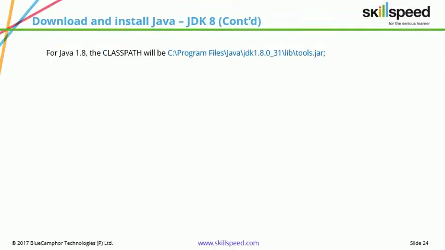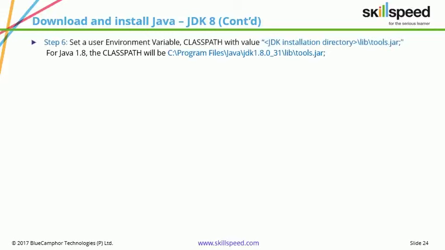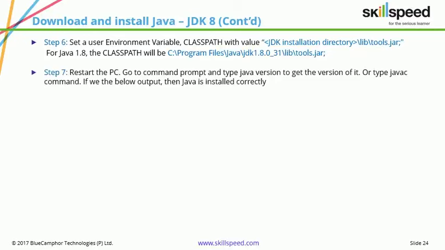We should also set a user environment variable called the classpath, which should have the value JDK installation directory /lib/tools.jar. For Java 1.8, the classpath will be C:/Program Files/Java/jdk/lib/tools.jar. Okay, once you are done, you have to restart the PC.